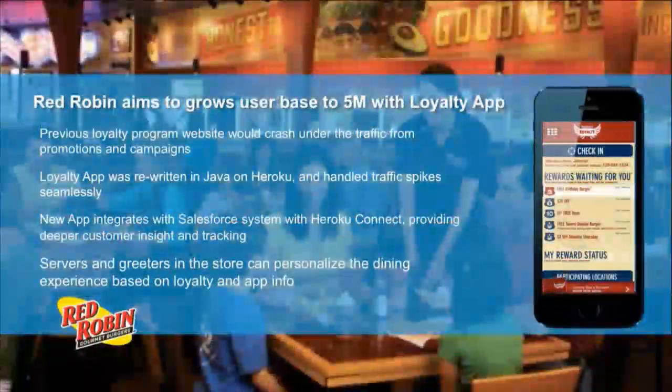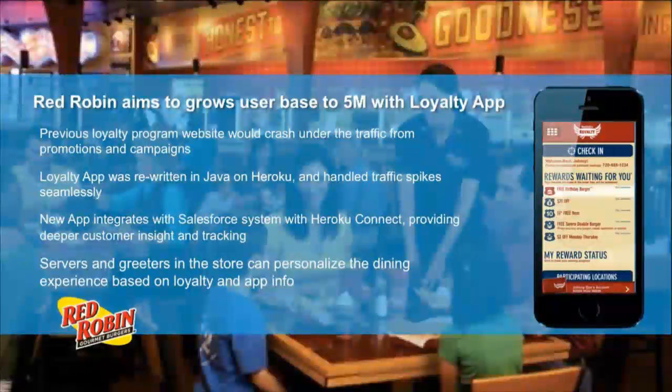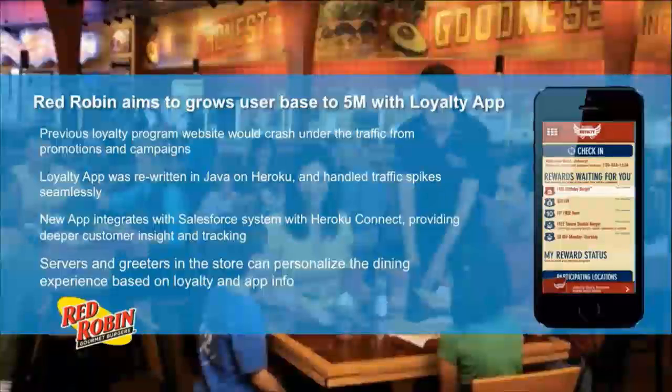So I wanted to give one last customer example. This customer example is from Red Robin. If you don't know about Red Robin, they are a food company. They are a restaurant here in the United States. They do fantastic burgers and other types of American food, and they had built a previous loyalty application. It was running on the web only, and they were having some issues with it crashing under the traffic every time they ran promotions and campaigns.